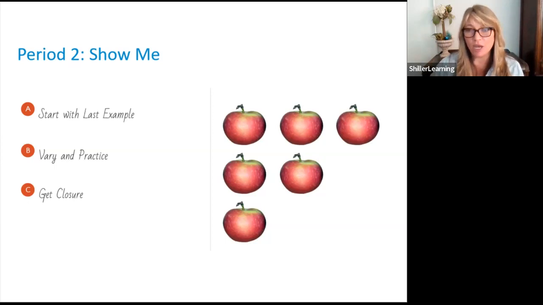Once you see that your child is able to do it very quickly, without hesitation, without error, then you know that they are ready to move to that next period. And you want them to get closure, which means they get it and they're ready to move on. You don't want them to get frustrated with boredom. So as soon as you see that they've mastered this skill, move on to that next period.